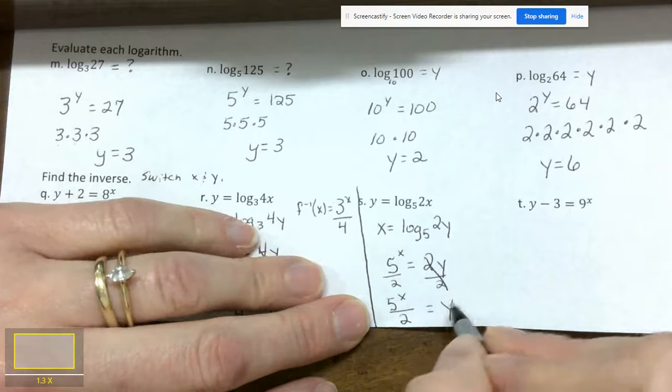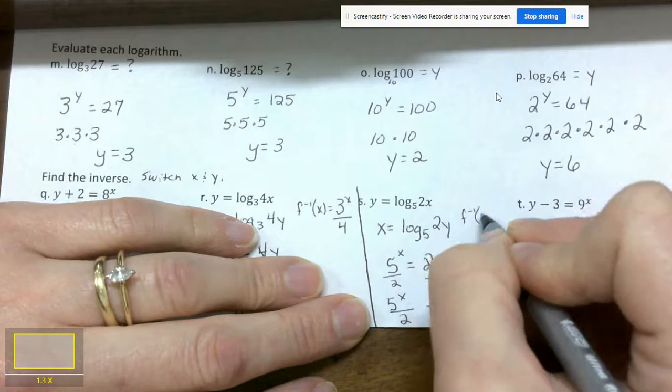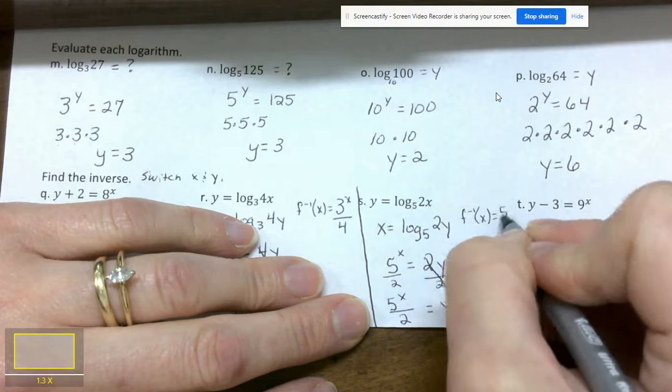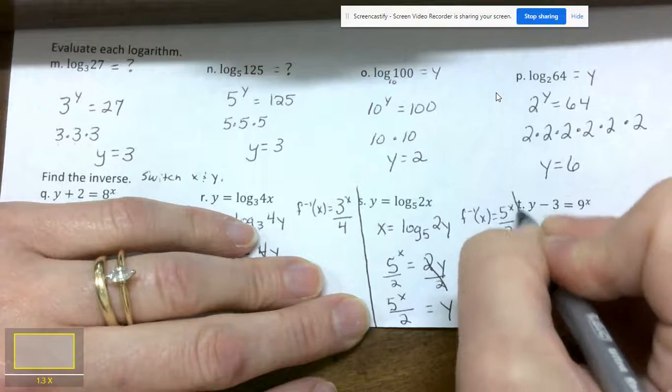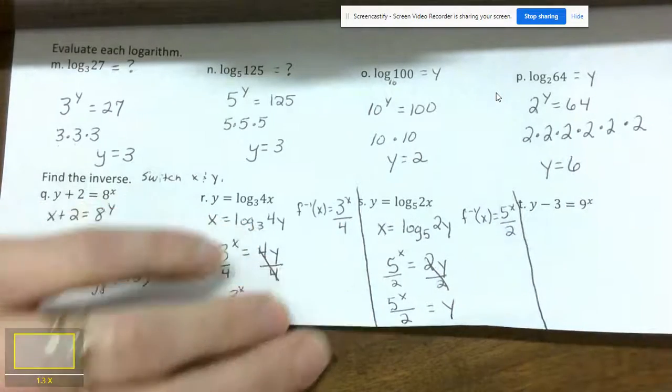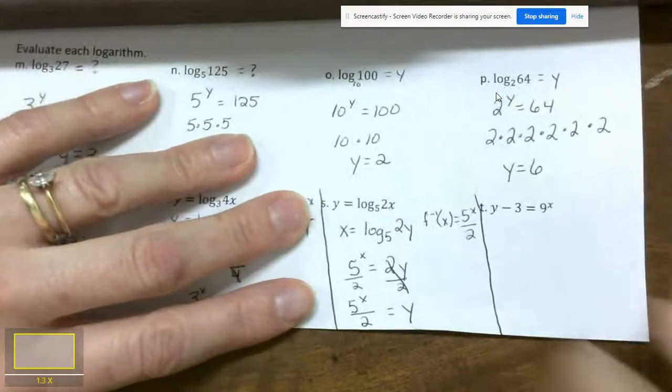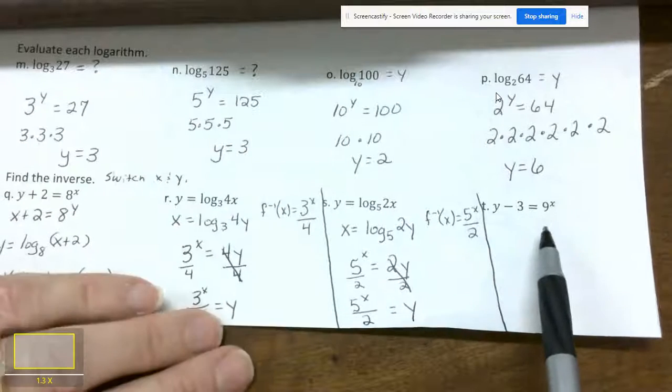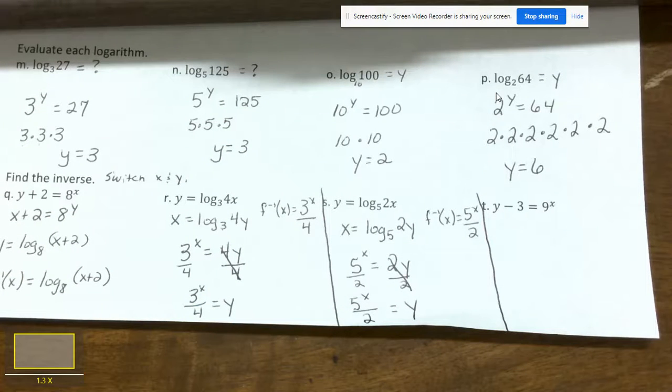Now we just replace y with f inverse. So f inverse of x equals 5 to the x over 2. And again, I'm going to draw a line there so you can tell. All right, I would like for you to pause the video and try example T and then come back and I'll work it.